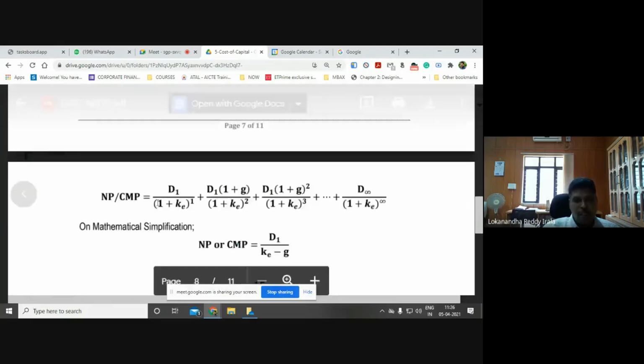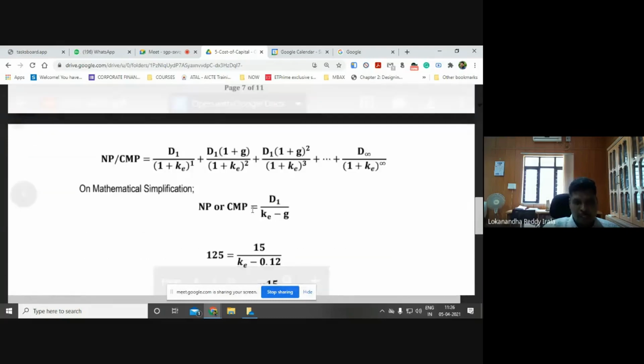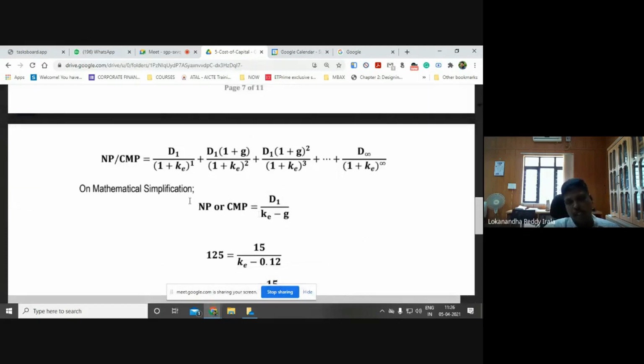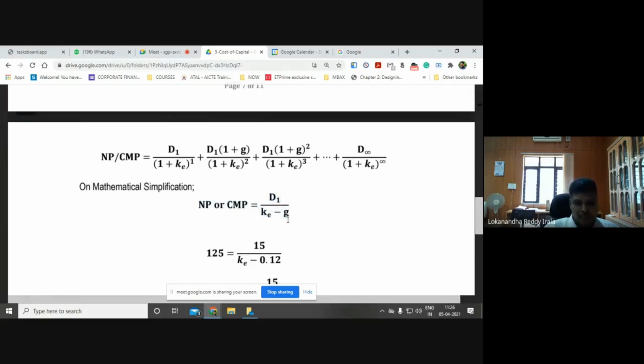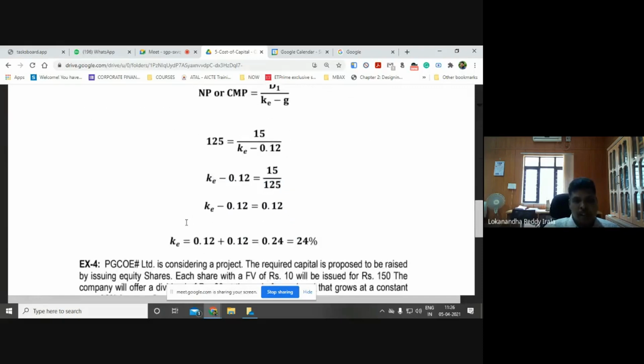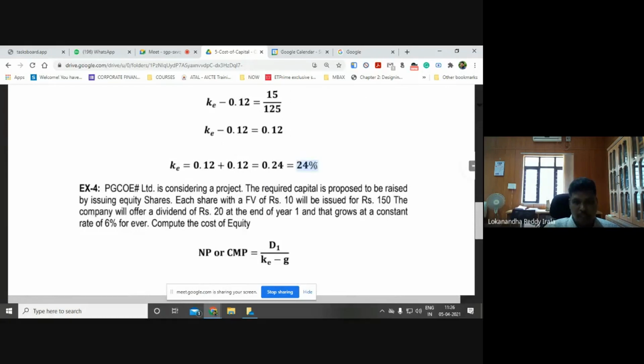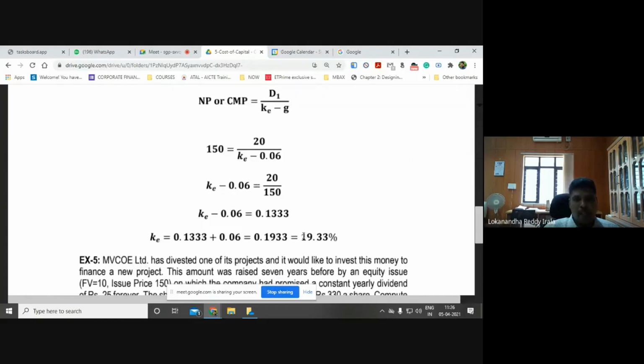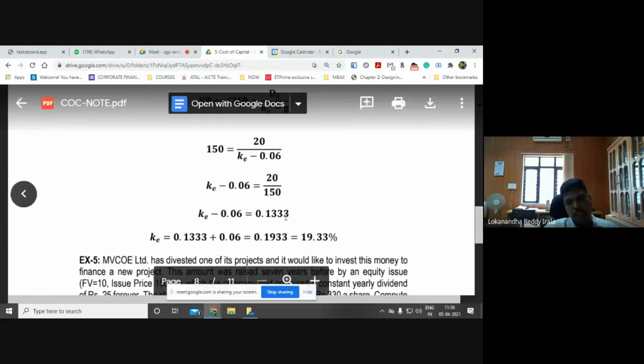Fortunately, again, this simplifies into what is called the present value of a perpetually growing annuity, which is simply D1 by (ke minus g). So this is a universal formula where the value of a perpetually growing annuity is A by (k minus g). Using this equation, again you find the cost of equity to be 24%. Here I gave another example where you can just work it out, and this document is already with you, so it is self-explanatory.